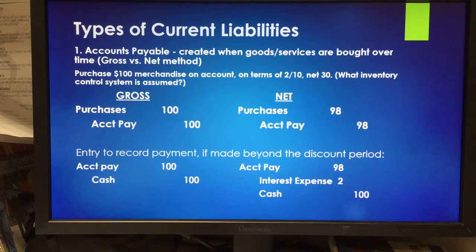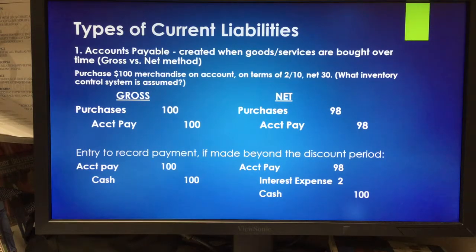Under the net method, we more or less made this original entry, the purchase, anticipating that we were going to pay within the discount period, and we didn't. Notice here what we would do is we would debit interest expense for that $2. Notice we can't debit accounts payable for $100 in this case because that's not the bill that we have on the books. That's not the liability we have recorded. So we have to debit interest expense.